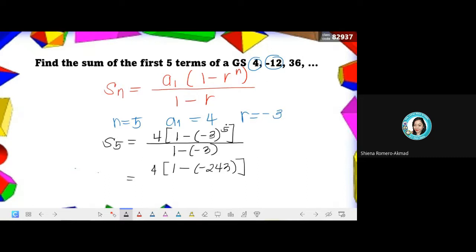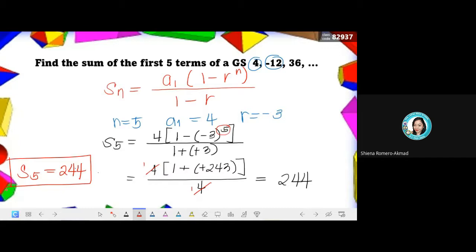Pansinin ninyo, dahil odd yung ating exponent, naging negative yung answer natin. Next, 1 minus negative 3, change the sign, proceed to addition, that became 4. So, pwede na tayo mag-cancel out dito, no? Cancel this out. This is 1, this is 1. So, 1 minus negative 243, we have to change the sign and proceed to addition. So, we'll have 1 plus 243, that is 244. So, the sum of the first 5 terms is equal to 244. Okay? So, that is the solution for this question.